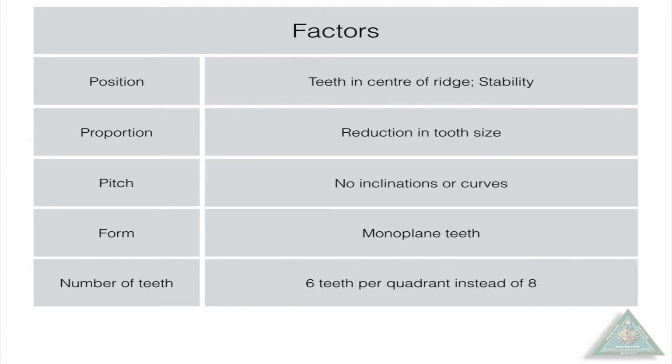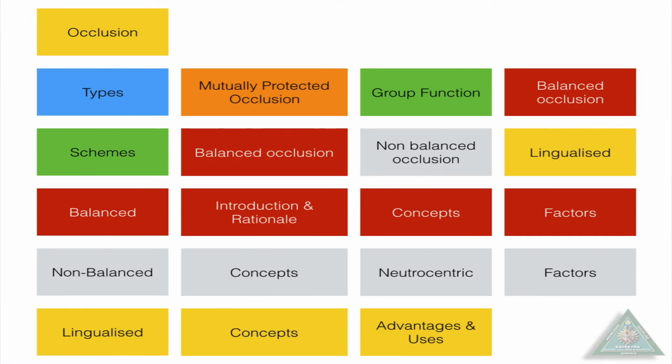In the neutrocentric concept, the teeth are placed in the center of the ridge, and the teeth have a very reduced size, that is a 40% reduction of the occlusal table. The pitch refers to the curves, the anterior, posterior, and lateral curves. The neutrocentric concept is devoid of any curves. They prefer the use of monoplane teeth, 0-degree teeth. There is no cuspal angulation at all. And the number of teeth is reduced to 6 instead of 8 per quadrant.